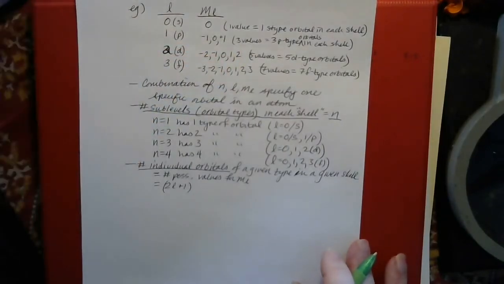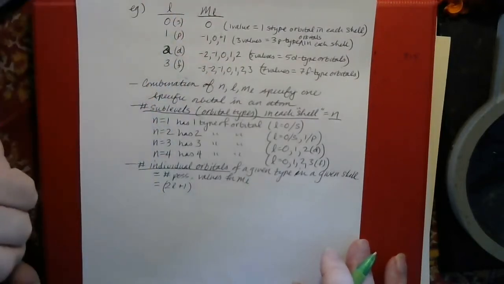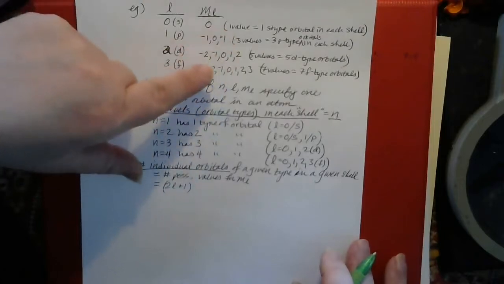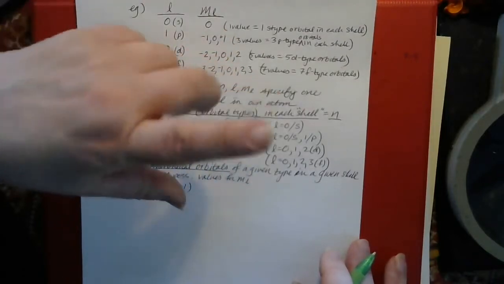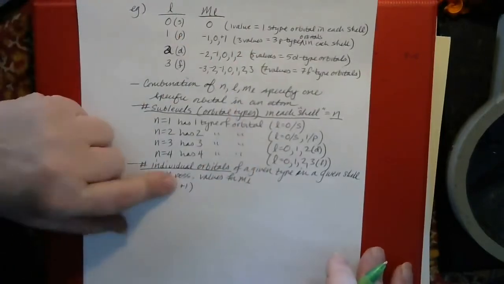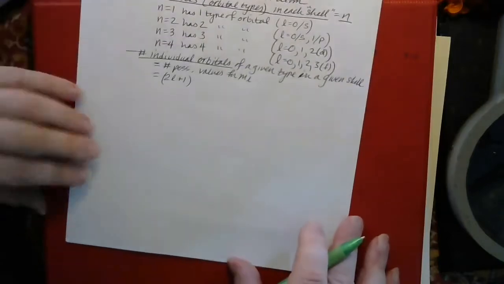Well, if you take 2L plus 1, that's 2 times 2 plus 1. That's 5. So that's another way to figure it out. The 2L is just because you have the counting up and counting down, and the one is for zero. So, 2L plus 1, or just count the possible values of m sub L.